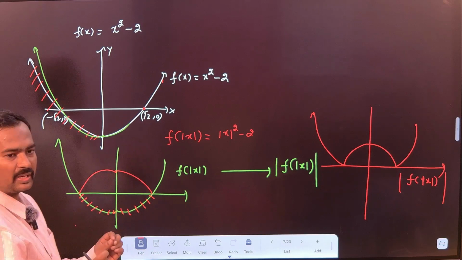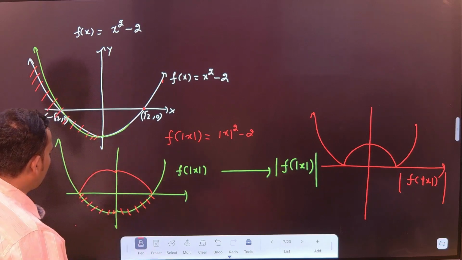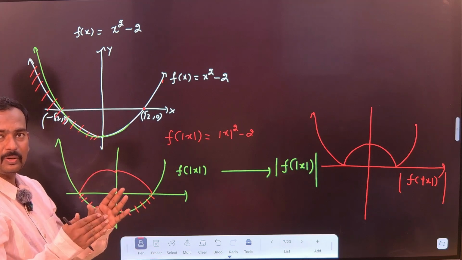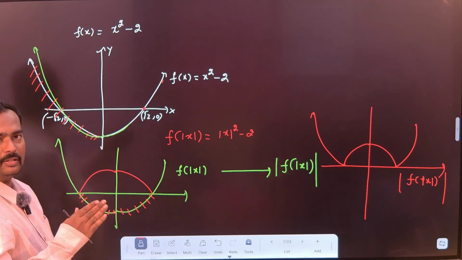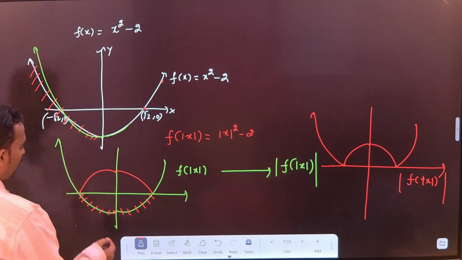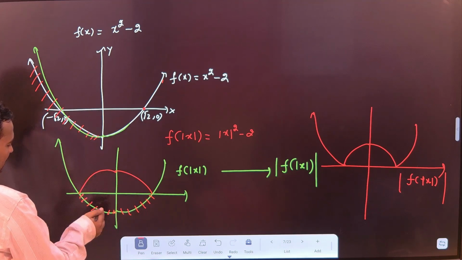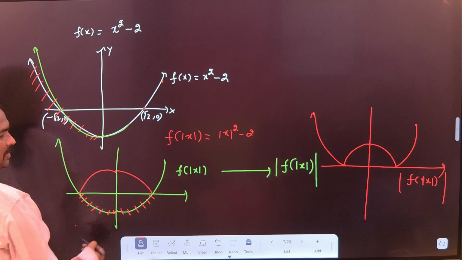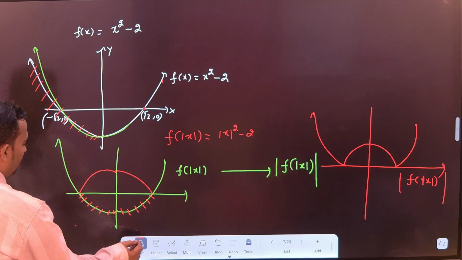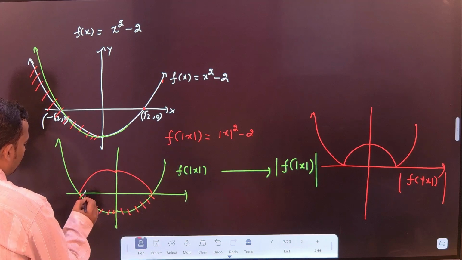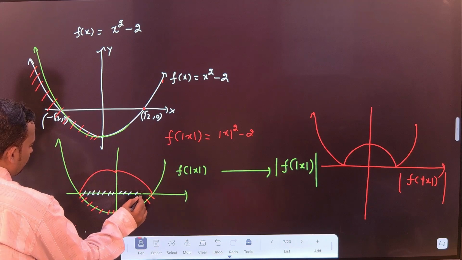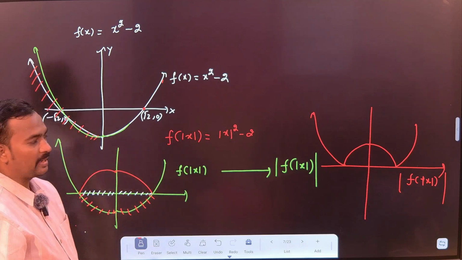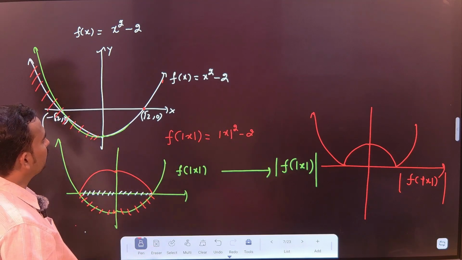And then whatever the graph is there, you can apply modulus on that. The modulus job is that the negative y value should not be there. So what we do is, whatever is below the x-axis, you take the image of that with respect to the x-axis. Here you take the x-axis as the mirror. Clear? That is your graph. I hope everyone understands. Okay.